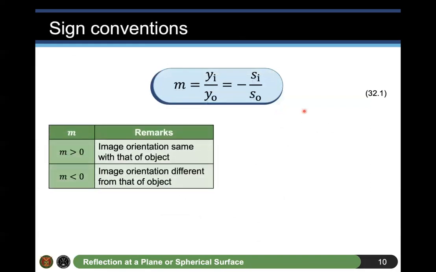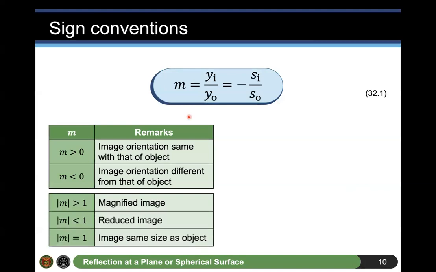Sign conventions. If M is greater than 0, if the magnification we get is positive, that means the image formed has the same orientation as the object. So if the object is initially upright, the image formed is also upright. That's all a positive M says. If M is negative, the image is inverted with respect to the object orientation. Later, we will see some examples of this.